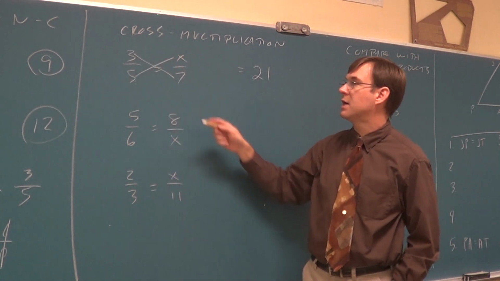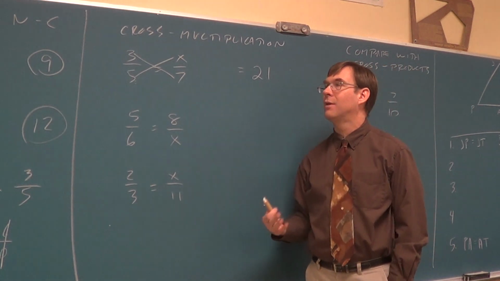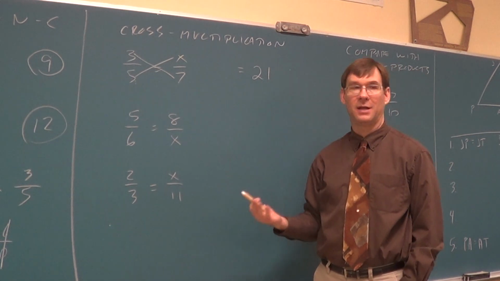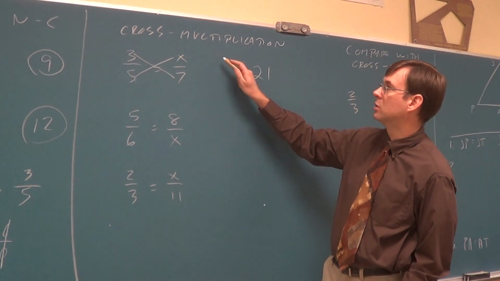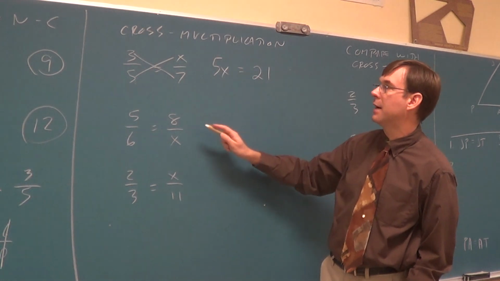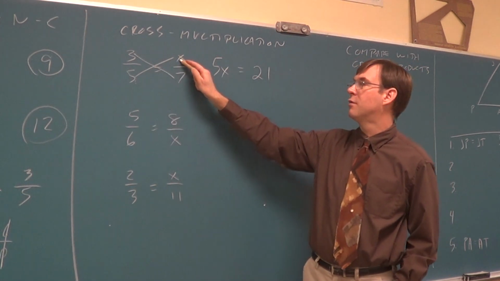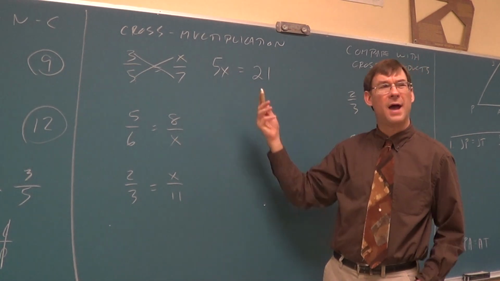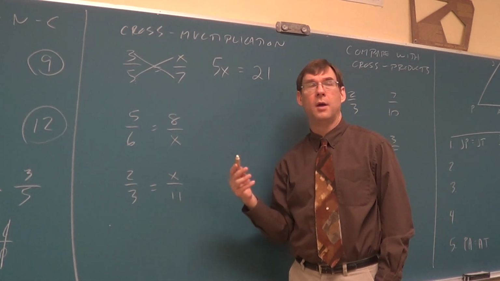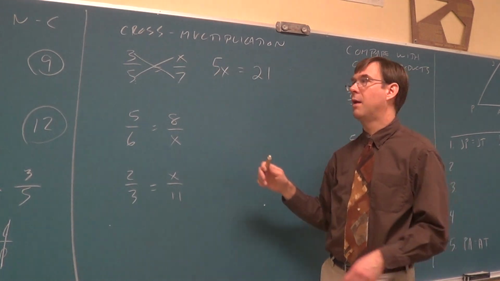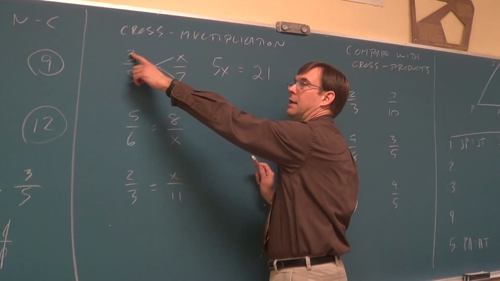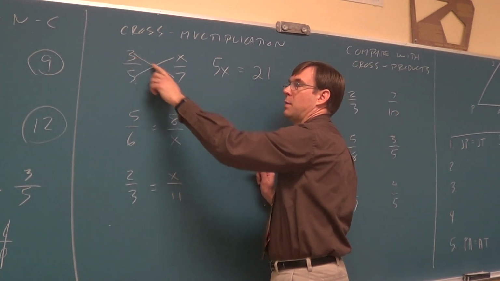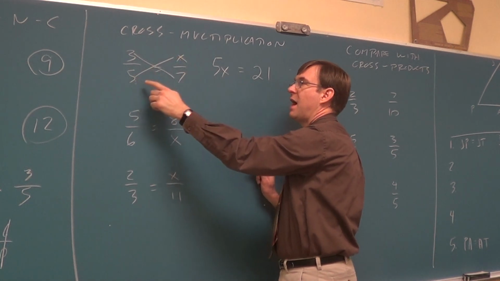When 5 tries to multiply x, they can't really multiply because they're different kinds of things. Numbers can't really multiply variables, but we can just write them side by side. If we write a number next to a variable, 5x is our best solution for that. But multiply diagonally, that's called cross multiplying. These make 21. Those make 5x.